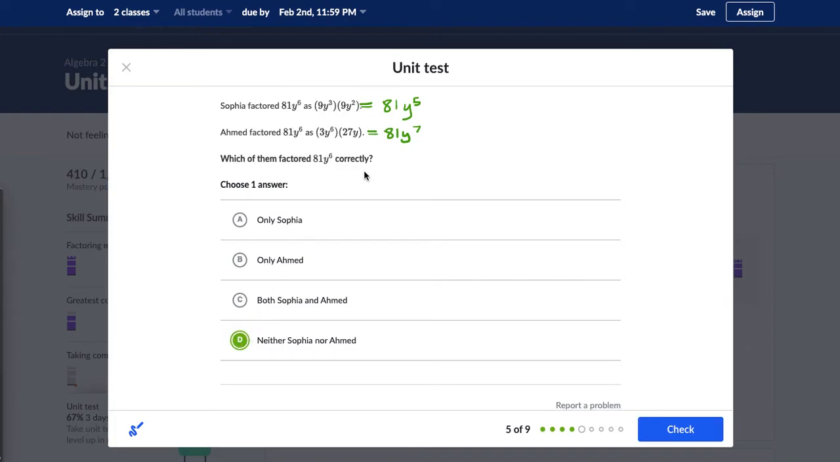Okay, so factoring this correctly would be to say, and I mean, there's many ways of factoring 81, but let's go with the 9 times 9. We could say 9y to the 3rd power times 9y to the 3rd power. All right, so anything along those lines. You could even go with 3y to the 4th power times 27y to the 2nd power, so that your exponents add up to 6. Okay, so there you go.